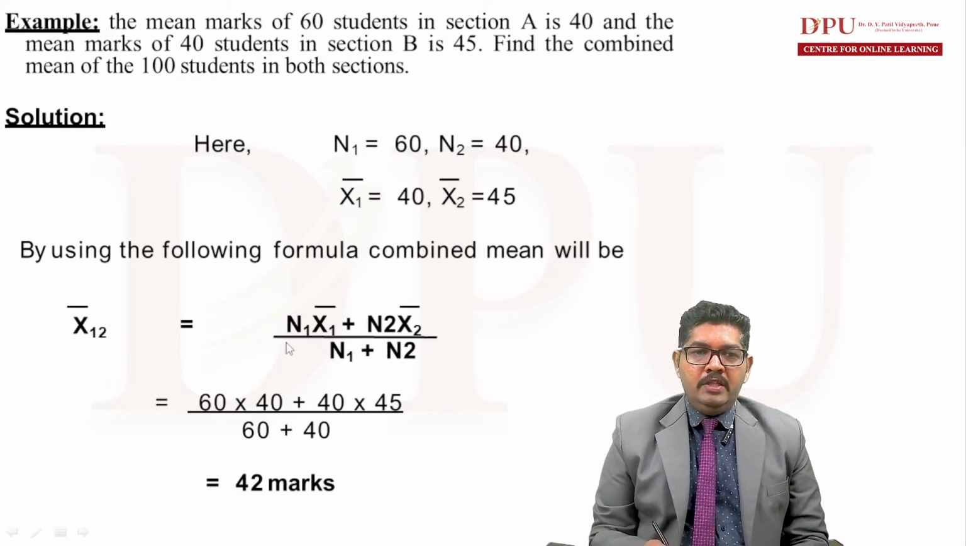Alright, so n1 is the number of students in section 1, n2 is the number of students in section B. So 60 students in section A, and the mean marks of the 60 students in section A is 40. So 60 multiplied by 40 plus the mean marks of 40 students in section B, which is 45, so 40 multiplied by 45, divided by n1 plus n2. N1 is the number of students in section A and n2 is the number of students in section B. So this will give us 42 marks. So this is how we calculate the combined mean.